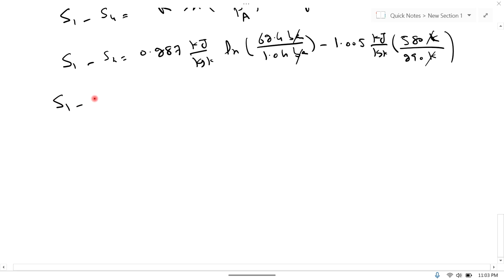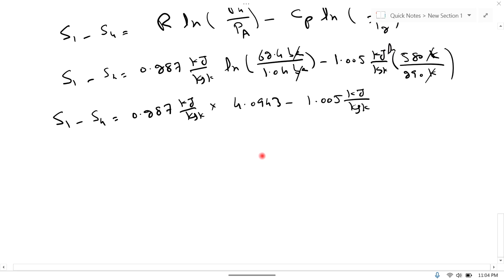So S1 minus S4 is equal to 0.287 kilojoule per kilogram per Kelvin times natural log of 62.4 divided by 1.04, which is equal to 60, and natural log of 60 is equal to 4.0943, minus 1.005 kilojoule per kilogram per Kelvin times natural log of 580 divided by 290, which is equal to 2. So natural log of 2 is equal to 0.693.